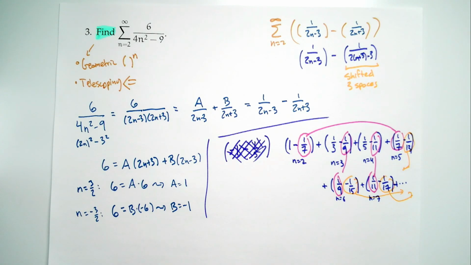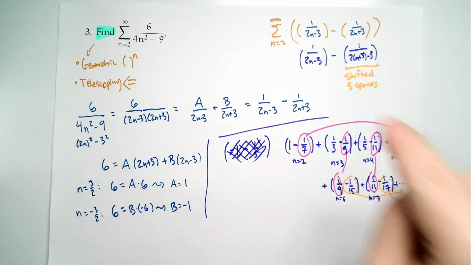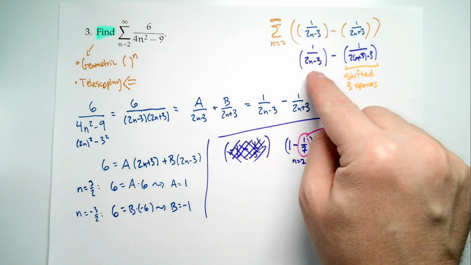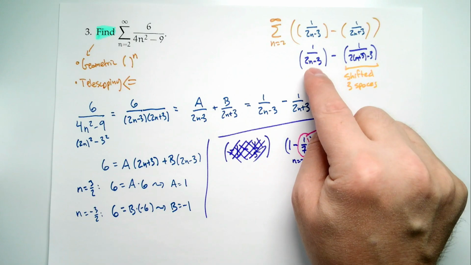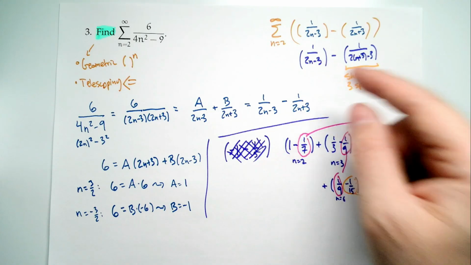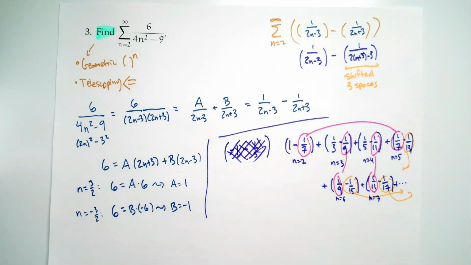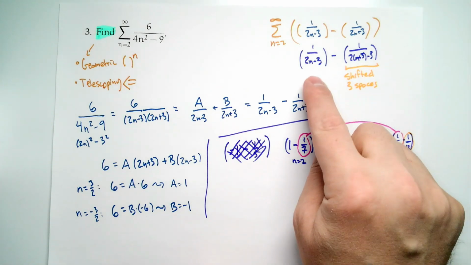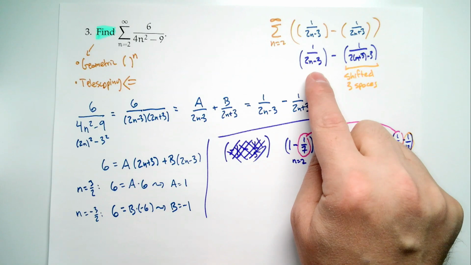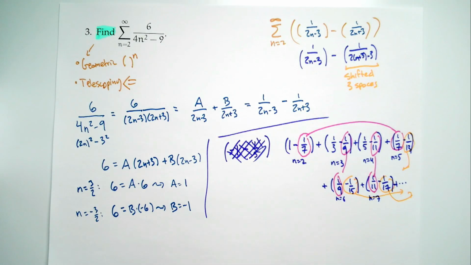Now, you have to be careful with telescoping. The other thing to ask is, what happens to the last term? So, do these terms go to 0? If the answer is yes, then we just need to say, well, what's left at the start? If the answer is no, we've got to be a little bit more careful. So what happens to 1 over 2n minus 3 as n gets big? Does it go to 0 or not? It does. Right, it does.